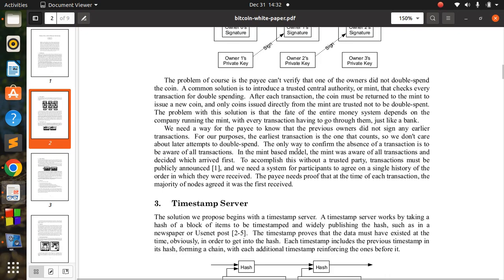The only way to confirm the absence of a transaction is to be aware of all transactions, which is the distributed ledger. In the mint-based model, the mint was aware of all transactions and decided which arrived first. To accomplish this without a trusted third party, transactions must be publicly announced, and we need a system for participants to agree on a single history of the order in which they were received. That's the distributed ledger. The payee needs proof that at the time of each transaction, the majority of nodes agree it was the first received. That's just what distributed ledger is all about.